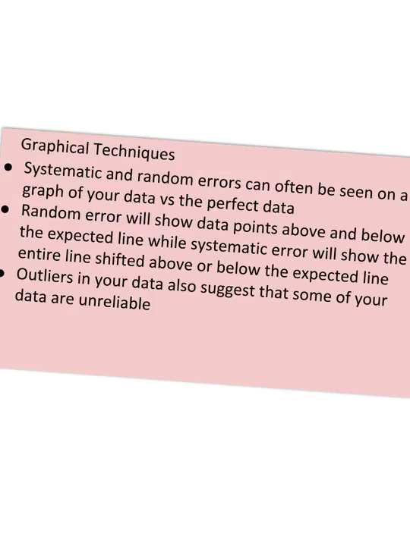Systematic and random errors can often be seen on a graph of your data versus the perfect data or your best fit line, because random error will show up as data points both above and below the expected line, while systematic error will either shift the line above or below the expected. The other thing you'll see when you graph your data is any outliers, which will suggest how reliable or how repeatable your data was.